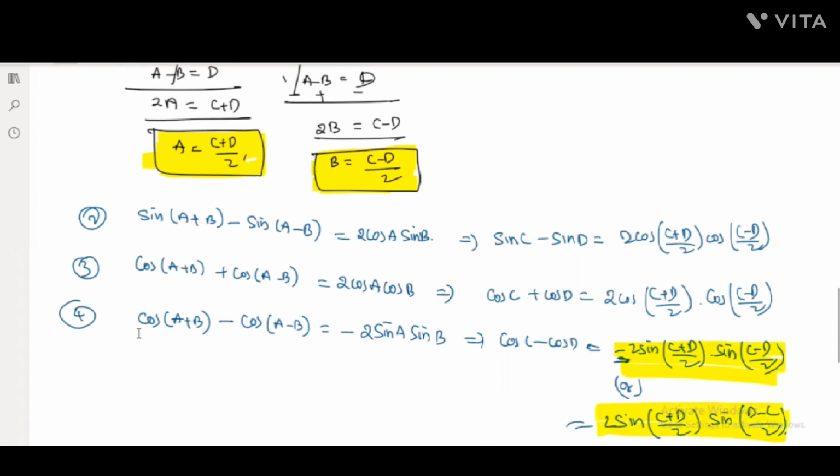So these are the 4 transformations we have in trigonometry. Based on this, let's see the problems first, then we will go to the next topic. Let's see the examples. Question number 1.